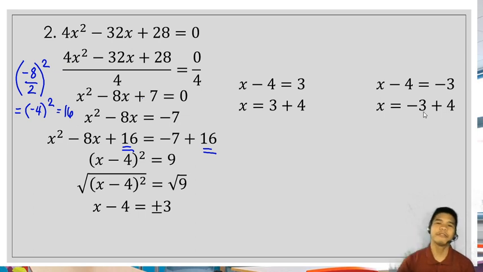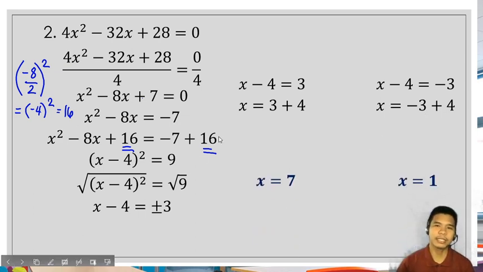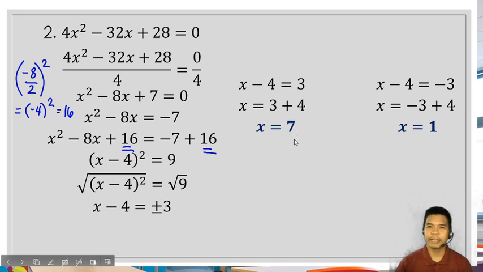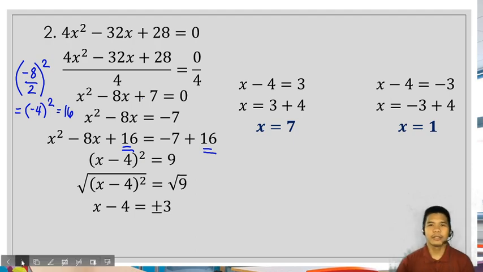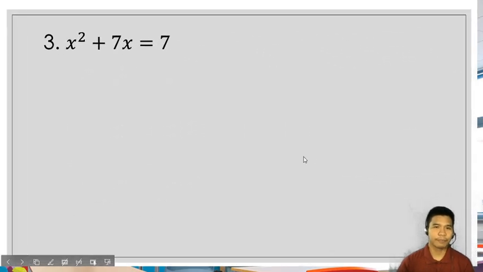And then, we simplify. Yung first value ng x natin is 3 plus 4 equal to 7. And then, the second value of x is negative 3 plus 4 is positive 1. So, therefore, the solutions for 4x squared minus 32x plus 28 equal to 0 are positive 7 and positive 1. Okay? So, let's proceed with the next one.